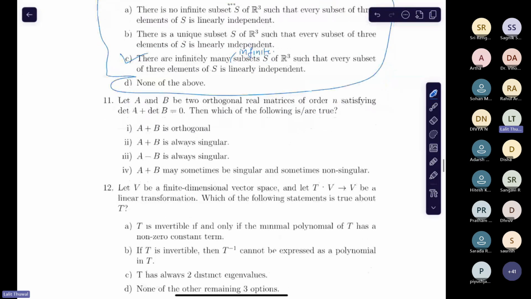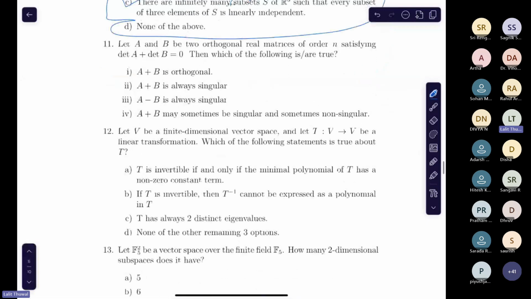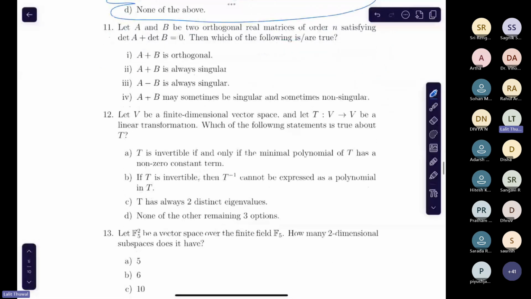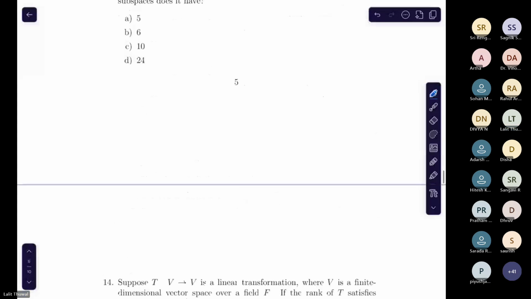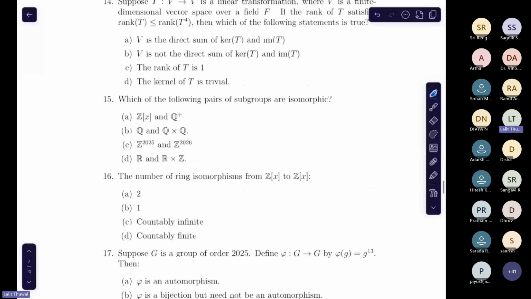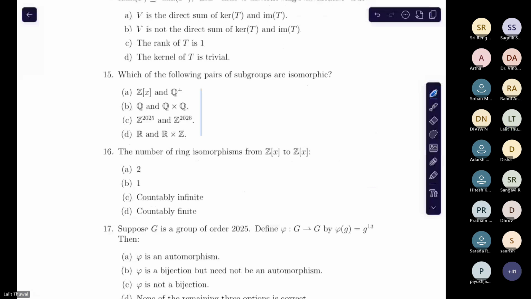So I think most of you did this, right? I'm solving those questions in which you have made mistakes, where you chose the wrong answer. I have seen the analysis of the test. Okay, so this one: which of the following pair of subgroups are isomorphic? So what is the answer? If you know the answer, raise your hand.